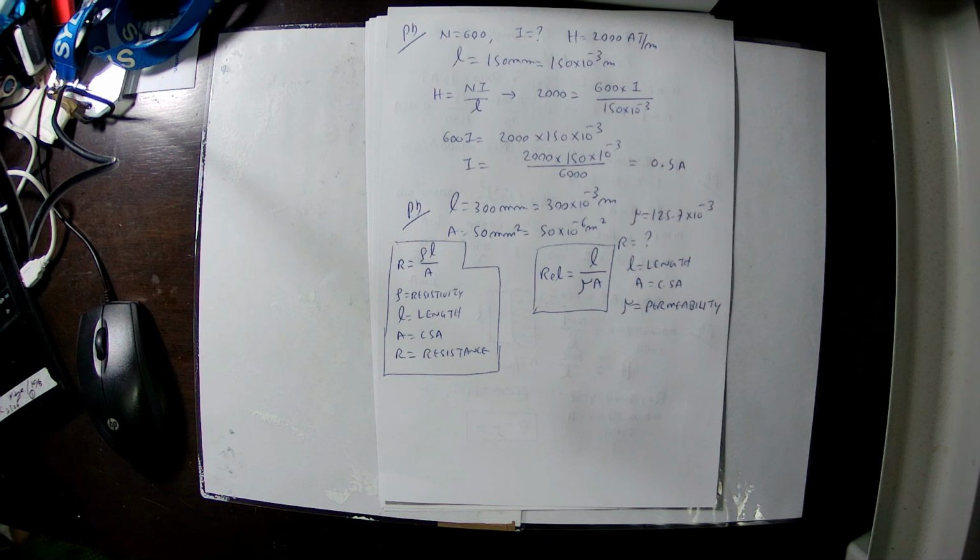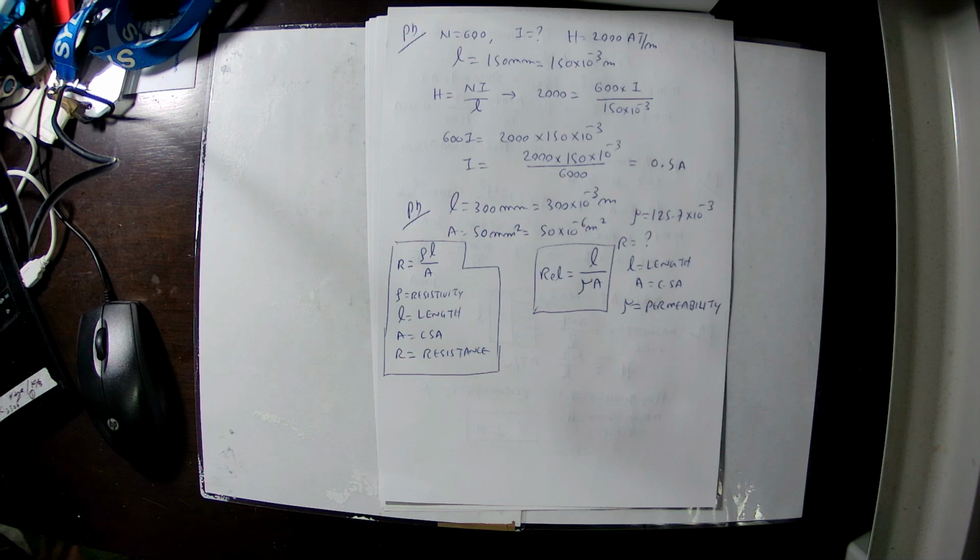In the electrical circuit, the voltage is forcing the current to flow. Resistance opposes the current flow. Similarly, for the magnetic circuit, magnetomotive force is forcing the flux to flow. Reluctance is opposing the flux flow. This is how reluctance can be calculated. Reluctance equals L by mu A, this formula.